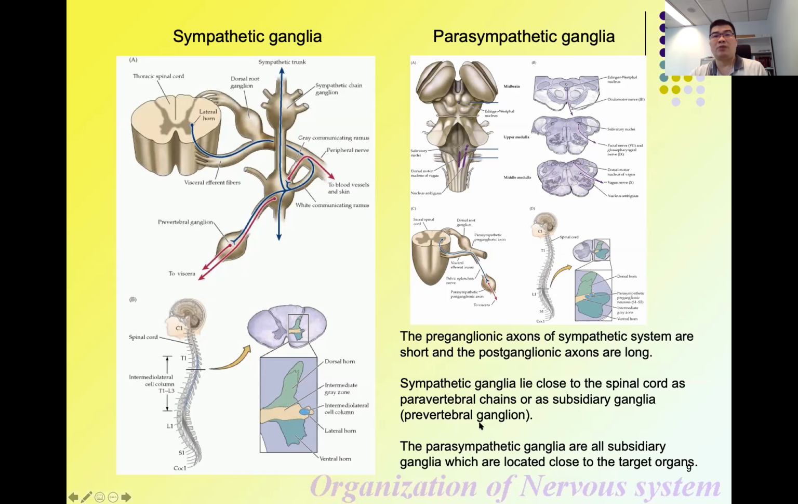Subsidiary or prevertebral means that it's away, after it's coming out. It is after the vertebrae, then that's the ganglion, but it is not next to the vertebrae. Okay, so those are the sympathetic. But the parasympathetic ganglia are always subsidiary or prevertebral. That means they are away from the vertebrae. Is it okay? Anyone want to ask questions?